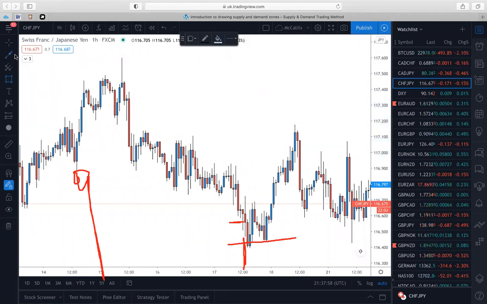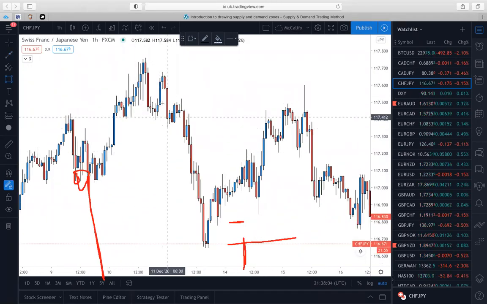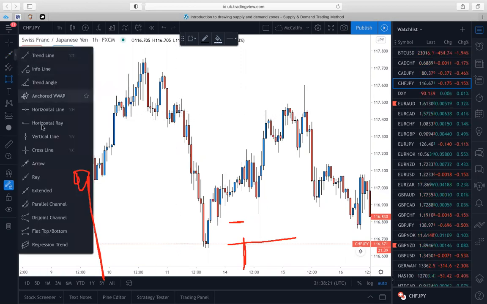So if I was drawing a demand structure at this side, this was the last bullish candlestick before the rally. We have a lot of bullish candlesticks here. This is bullish, this is bullish, this is bullish. This is the last bullish candlestick before the rally. So my first line is going to be at this side.